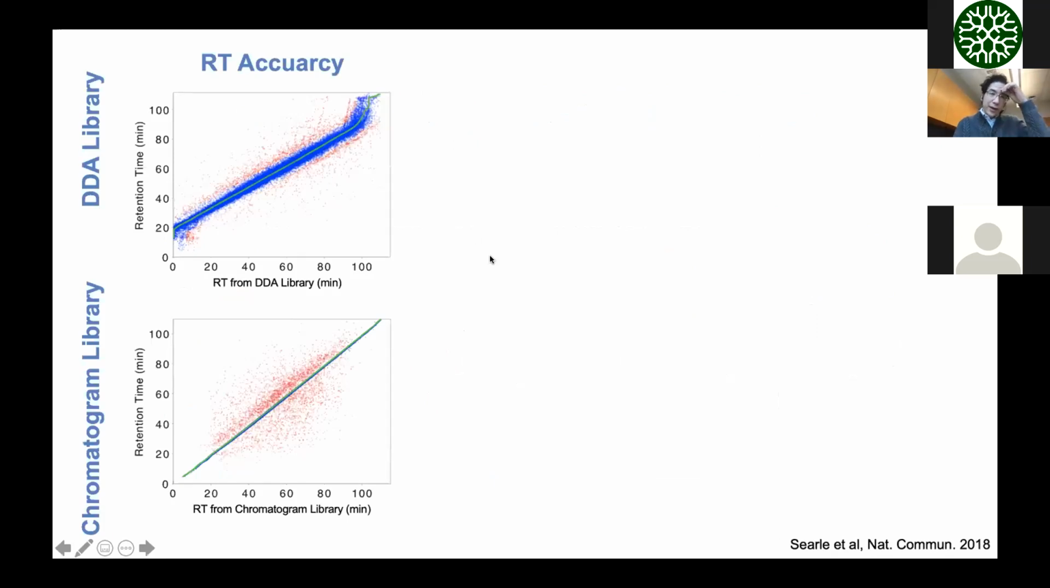So let me show you kind of what this means. For example, if we're trying to do a DDA run, this is a large scale DDA library that we generated. This is the 39 fraction DDA library versus our DIA experiment. We see a pretty good retention time fit relative to the sample that we're interested in, but it's not precise.